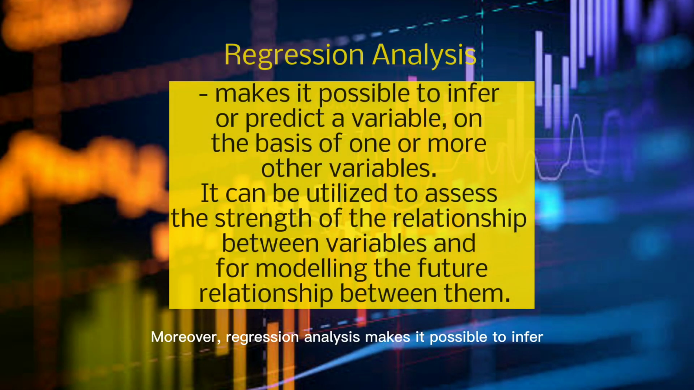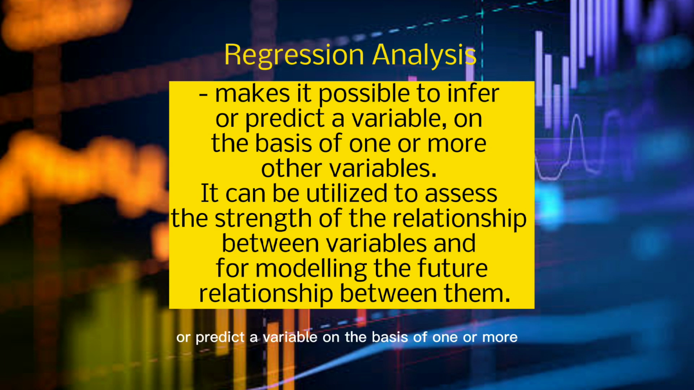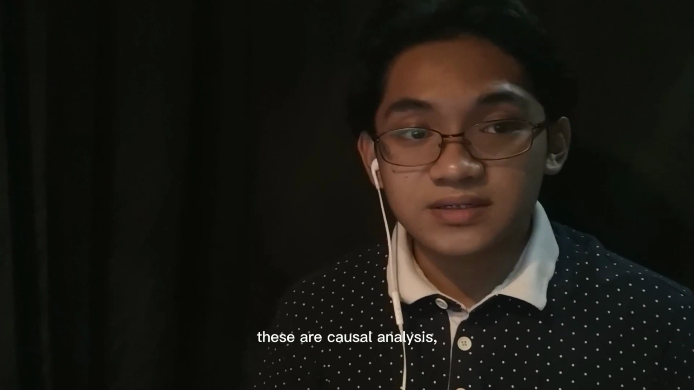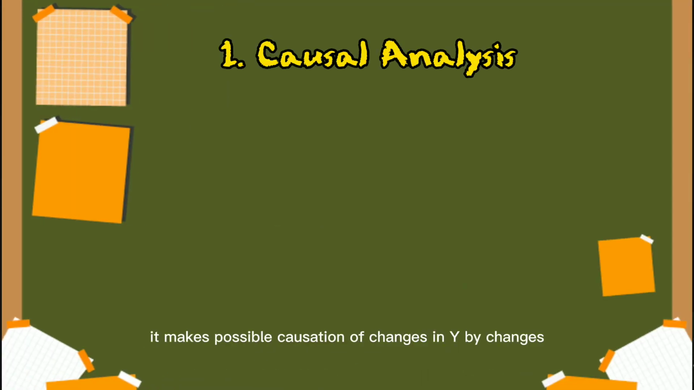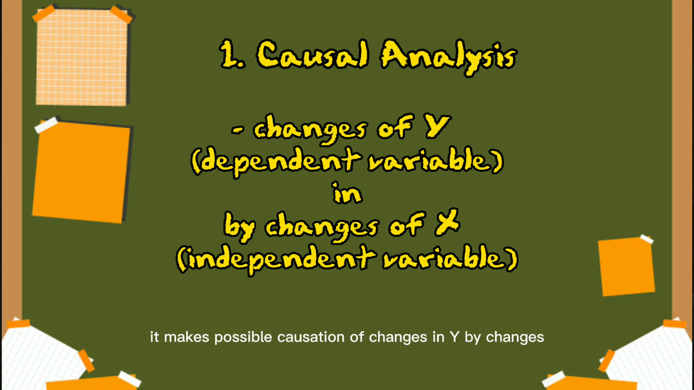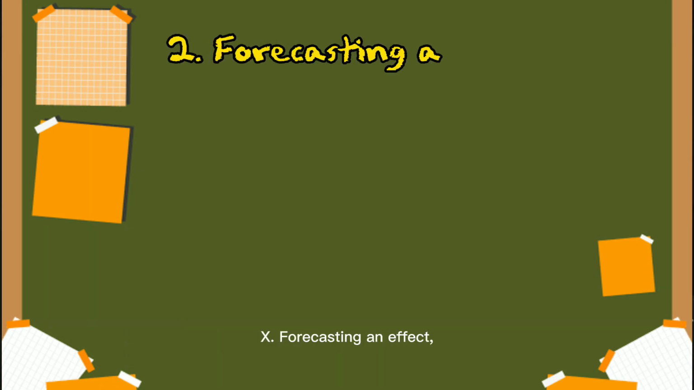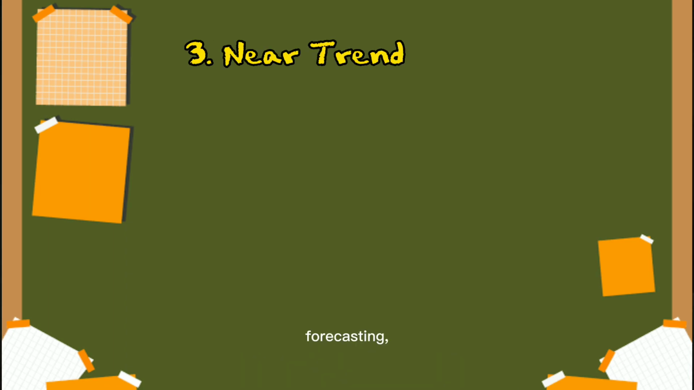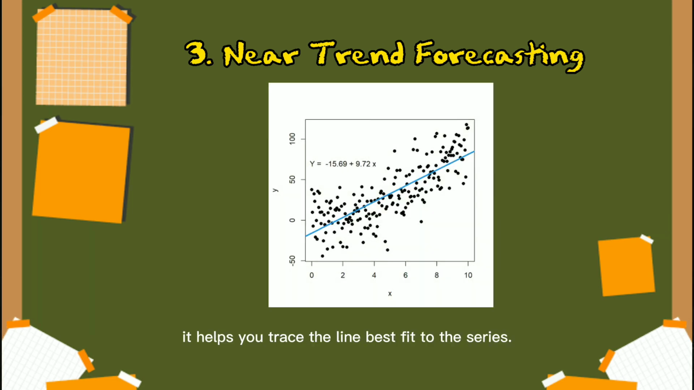Moreover, regression analysis makes it possible to infer or predict a variable on the basis of one or more other variables. It can be utilized to assess the strength of the relationship between variables and for modeling the future relationship between them. There are three major uses of regression analysis. These are causal analysis, which makes possible causation of changes in y by changes in x. Forecasting an effect, which allows you to estimate and predict the value of y given the value of x. And linear trend forecasting, which helps you trace the line of best fit to the series.